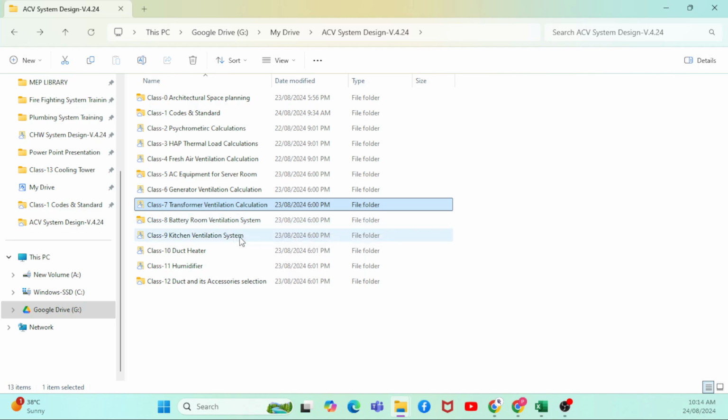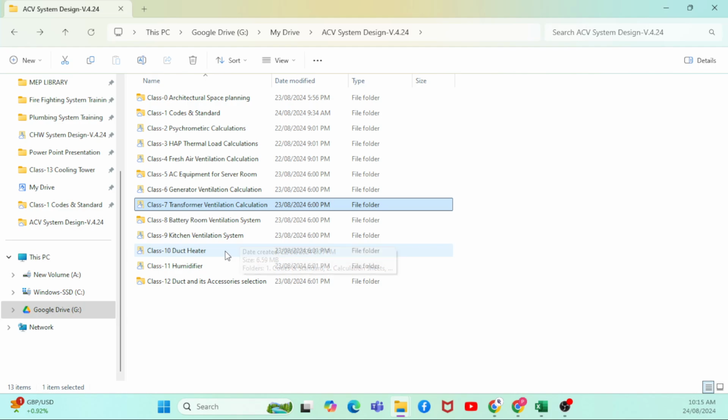So how to do the proper battery room ventilation, right? Okay, then there is the kitchen ventilation system. If you are working in commercial kitchens, how to size the hood, how to calculate the fan capacity, how to size the ecology unit, how to size the ducting, everything is given in the kitchen ventilation system as a guideline, codes and standards.